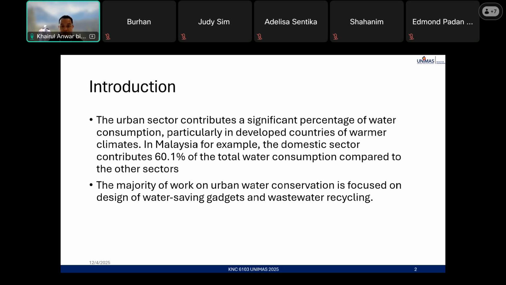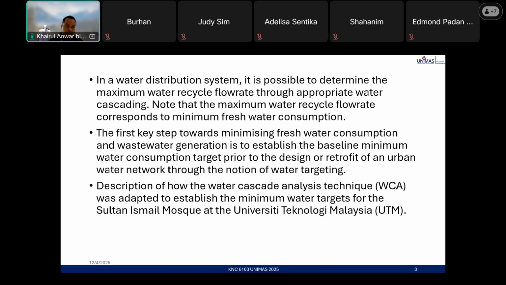The majority of work on urban water conservation is focusing on the design of water saving gadgets and wastewater recycling. In a water distribution system, it is possible to determine the maximum water recycle flow rate through appropriate water cascading. Water cascading refers to the water cascade analysis.